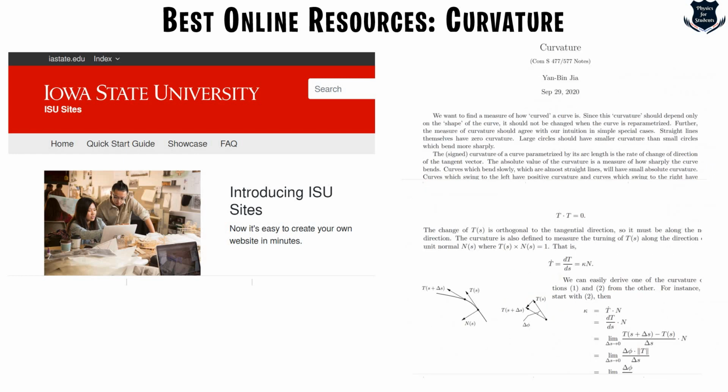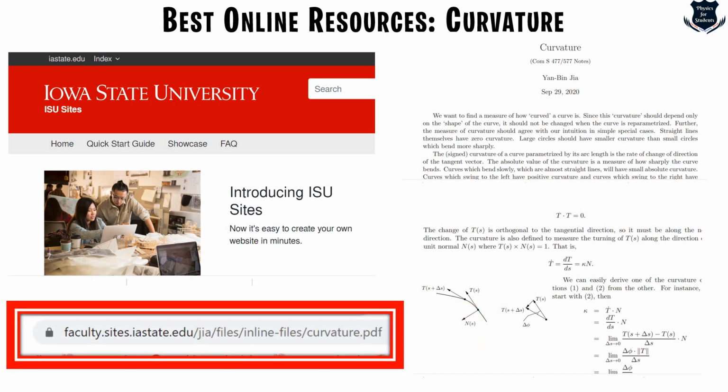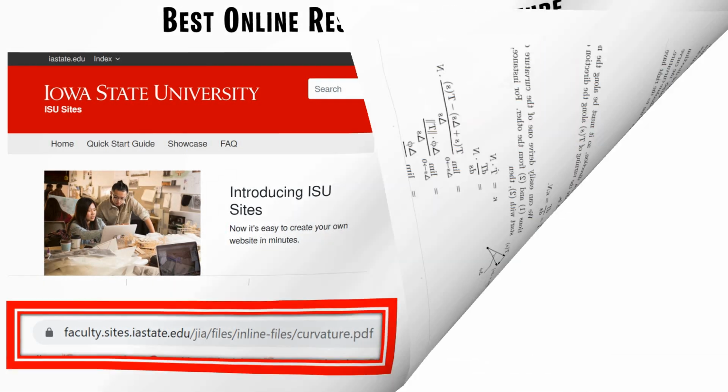The next would be Iowa State University. This is a very good book by Yan Bin Jia. I would say it is a kind of notes, and you can download this from faculty.sites.iastate.edu. This is a PDF which is absolutely a gem of a resource, and it is quite updated, September 2020, so you can go through that.